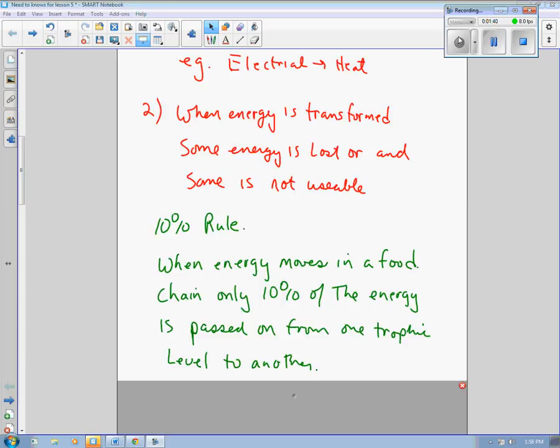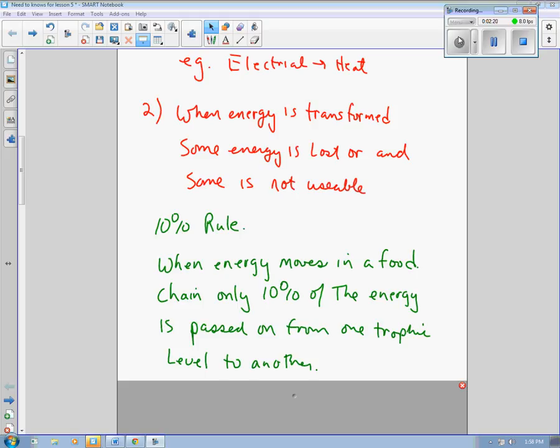So in the green ink, what you see is what's called or referred to as the 10% rule. And this is just an estimated amount. It's not always exactly 10%, but when you need to do a calculation, use this 10% rule. So what the 10% rule is saying is, when energy moves in a food chain or food web, only 10% of the energy is passed from one trophic level to another. So in other words, 90% of the energy in one trophic level never makes it to the next level.